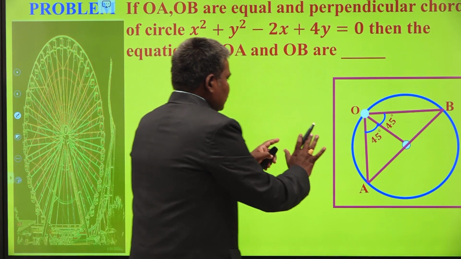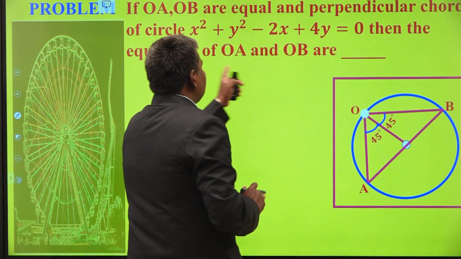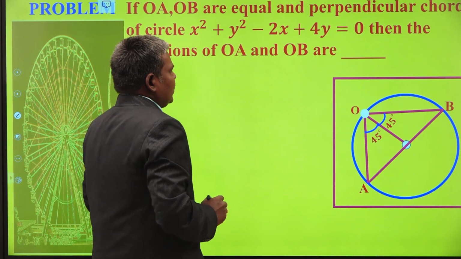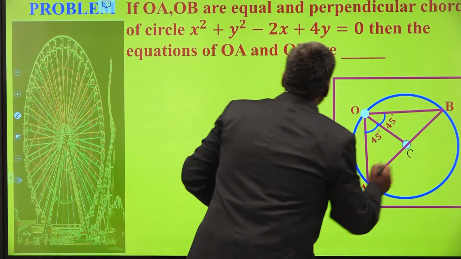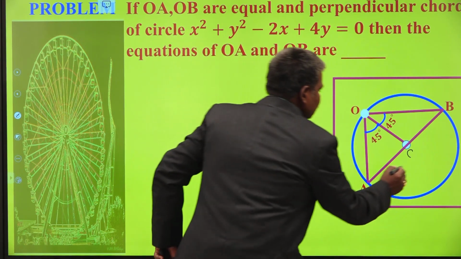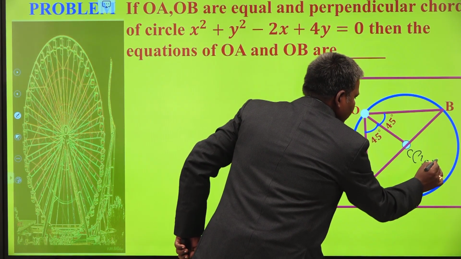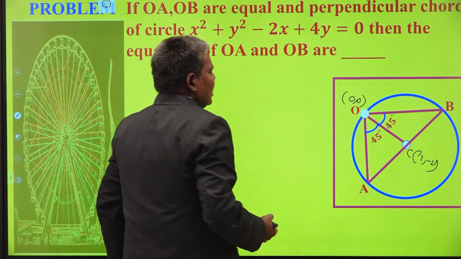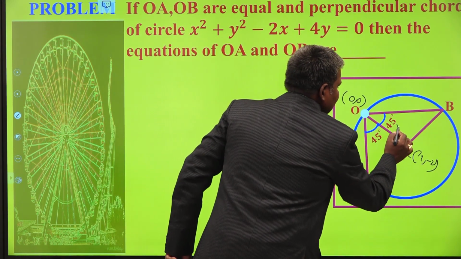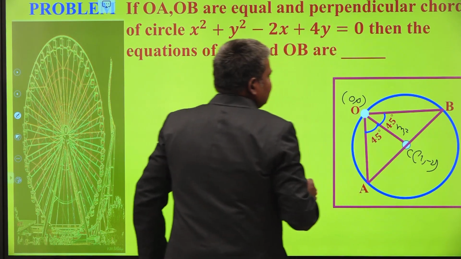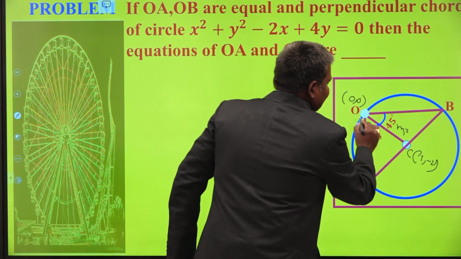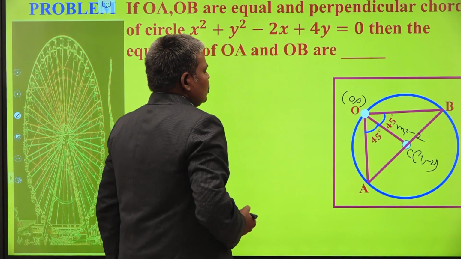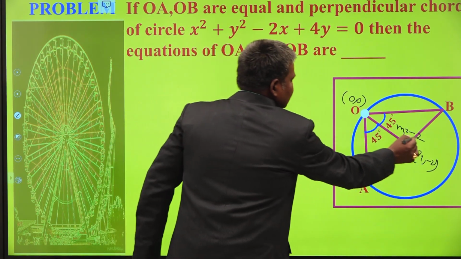From this question you have to find the equations of OA and OB from the diagram itself. How to do this? What are the coordinates of the center of the circle? 1 comma minus 2. What are the coordinates of the origin? 0 comma 0. Can you find the slope of this line or not? Say m1 equals (minus 2 minus 0) by (1 minus 0), that is minus 2. So your slope is minus 2.